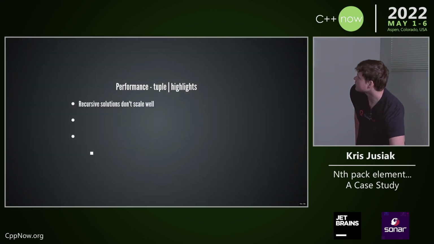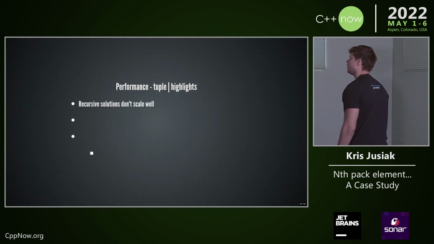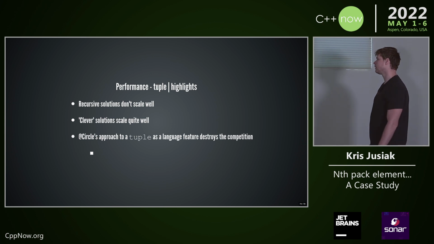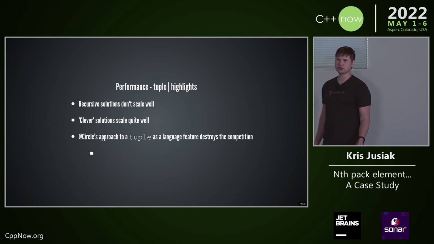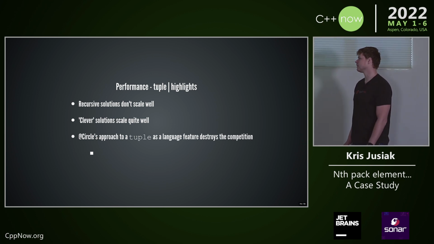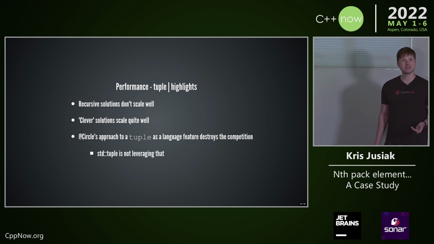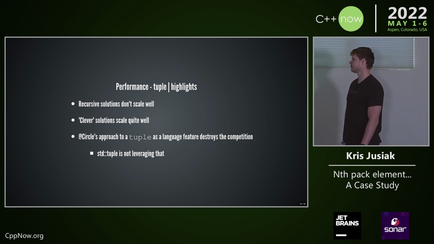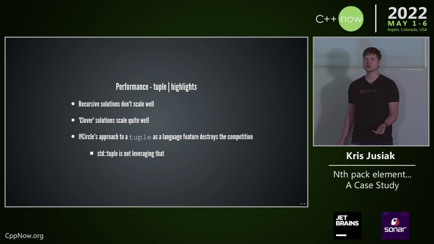So some highlights. Recursive, we don't care. Clever solutions are okay. Circle destroys the competition by far, right? There's not even a comparison here. But std tuple is not leveraging that. So although we're gaining, we're not gaining as much as we could if we just used the std tuple.